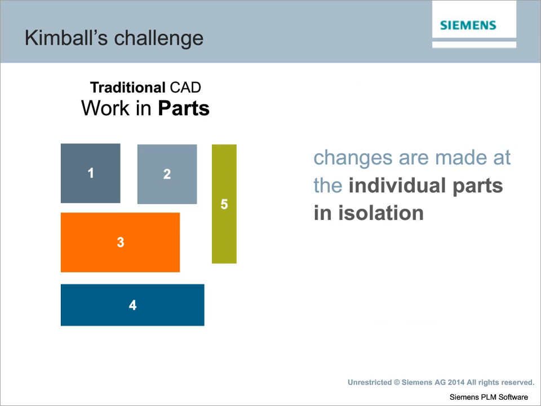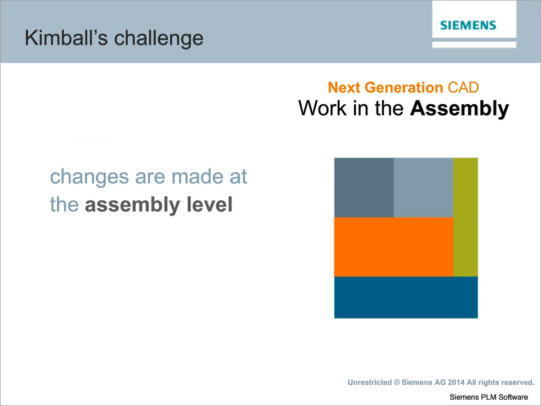In traditional CAD, changes are made at the individual parts in isolation, making it difficult to adjust changes required for related parts. In contrast, using Next Generation CAD, the designer is able to make changes at the assembly level. This allows for direct manipulation of parts within the assembly, and any changes to related parts are then automatically adjusted by the CAD system. And this creates an error-free environment for the designer to work with and make changes a whole lot easier.